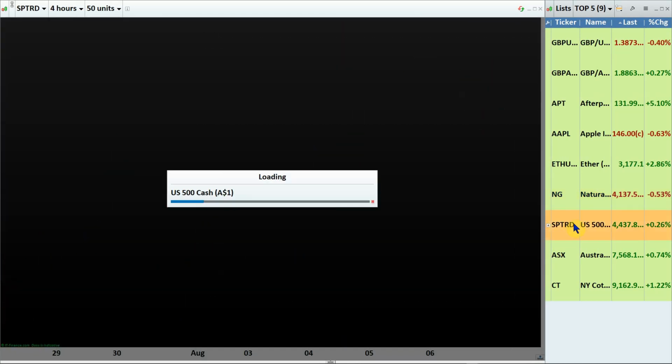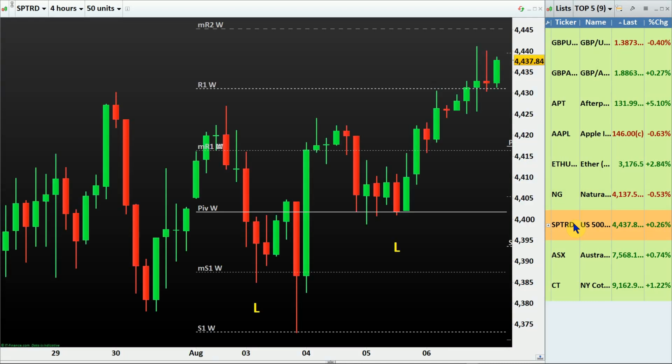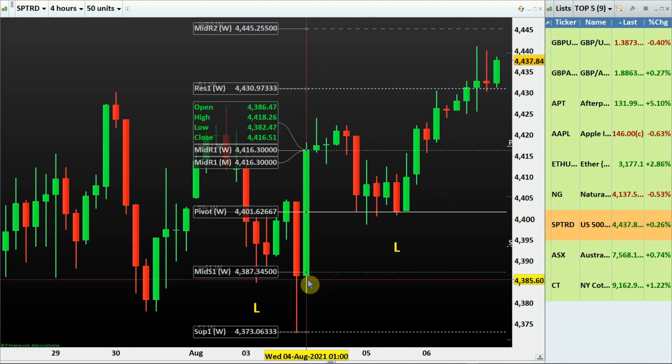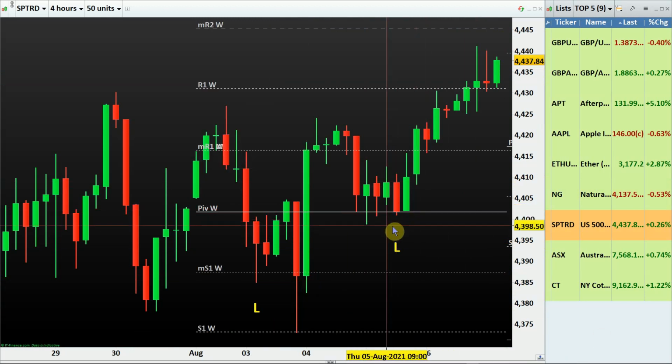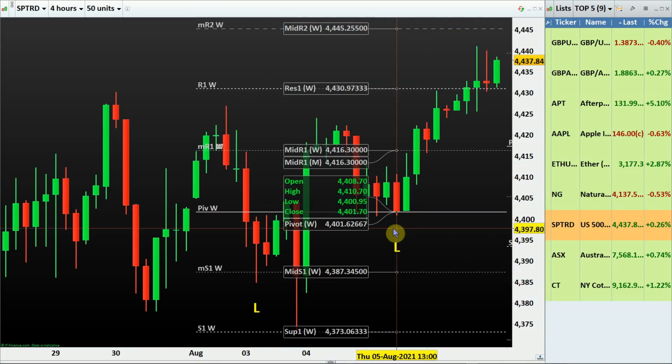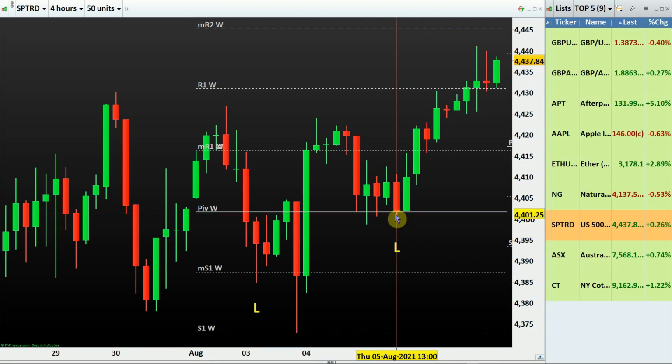S&P 500, SPTRD. Yeah, we went long here and we went long here. We made some money. What is this bar? All buyers in. Correct. What is this bar or candle? With a pivot at the piercing. No, this is all sellers out at a support.